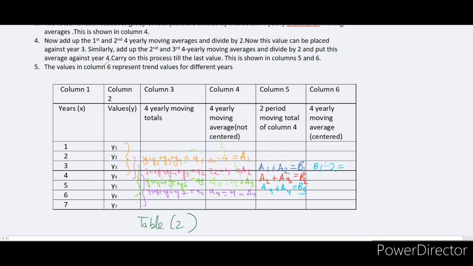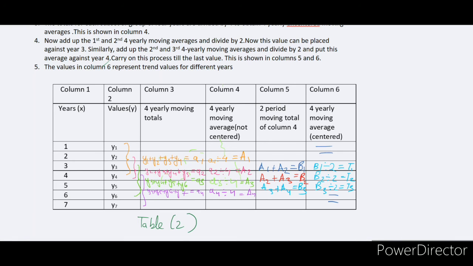and this gives us the trend values. So B2 divided by 2, second trend value, B3 divided by 2, the third trend value. And if you noticed here, the first 2 years are left out, the last 2 years are left out. Now, if we use a longer time period, let's say 6 years, then 3 years will be left out. First 3 years, the last 3 years will be left out. So that is how we find the trend values using a 4 yearly moving average through the process of centering.